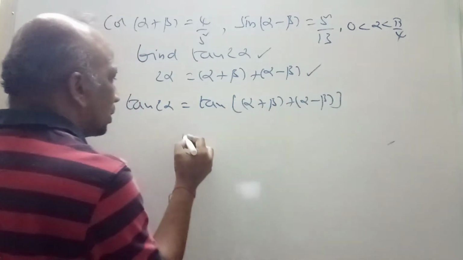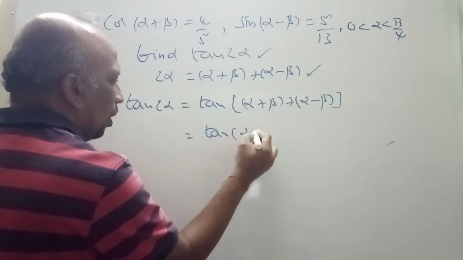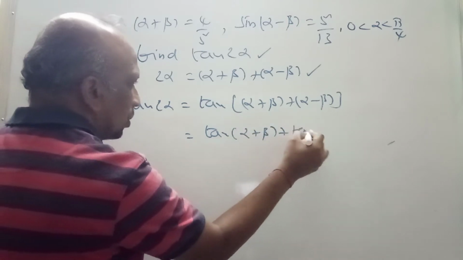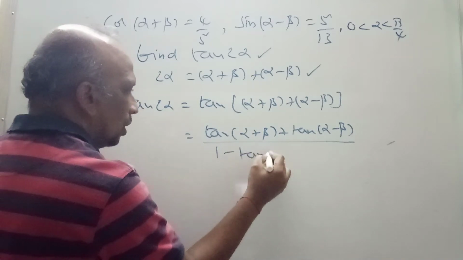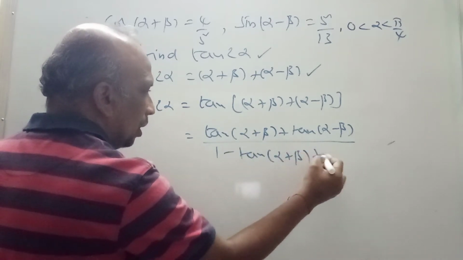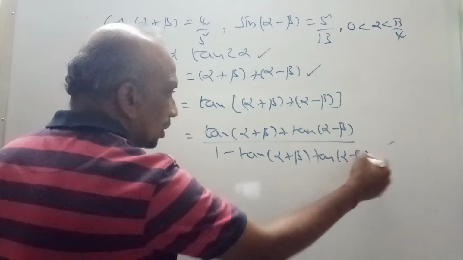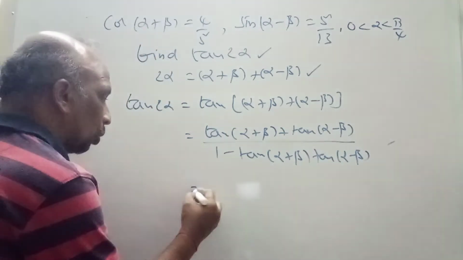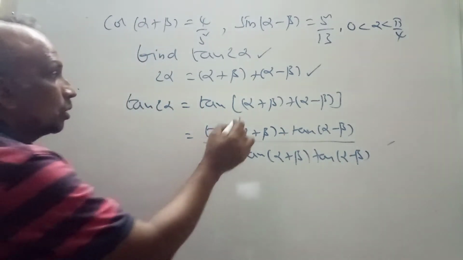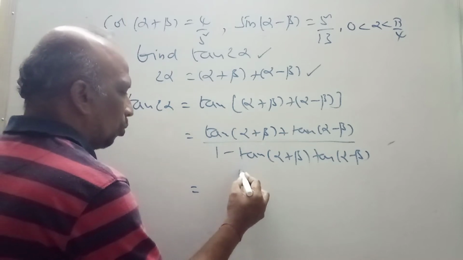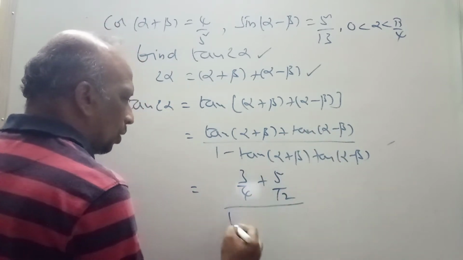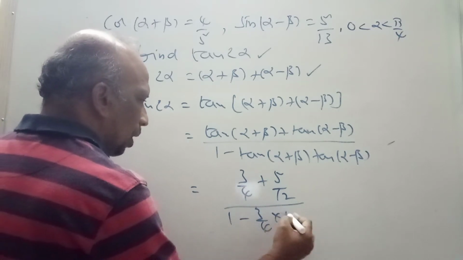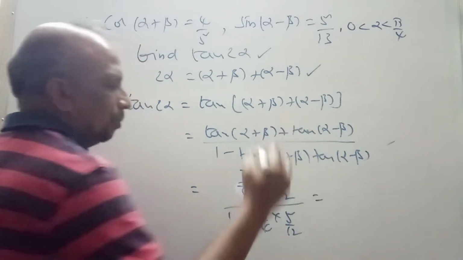So you have taken this, I can expand tan of (alpha plus beta) plus tan of (alpha minus beta) by 1 minus tan of (alpha plus beta) tan of (alpha minus beta). Just write the formula. But we know that this one you got it. So tan of alpha is 3 by 4, this we got it 5 by 12. Just substitute the values: 1 minus 3 by 4 into 5 by 12.